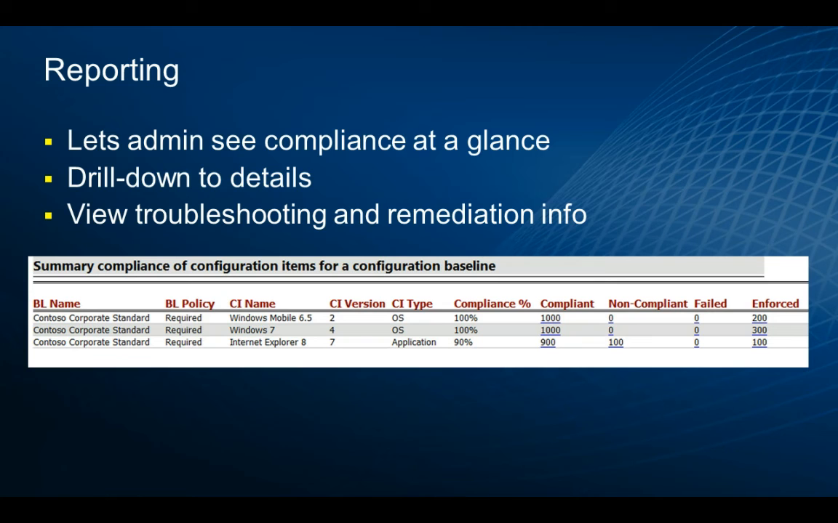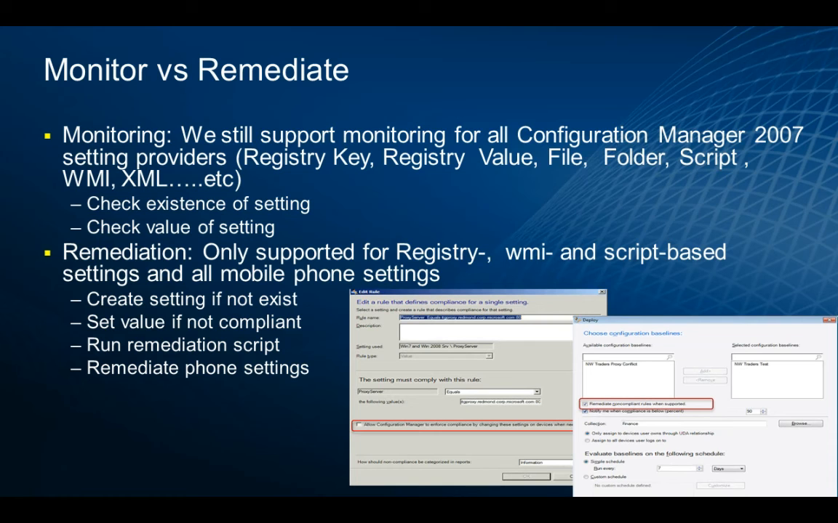Our reports now let the admin see compliance at a simple glance. You can drill through a CI or baseline and see low-level detail, as well as viewing troubleshooting or remediation information. Here you can see a screenshot of a report called the Summary Compliance of Configuration Items for a Particular Baseline. And you can see here that this baseline is made up of 3 items, and they have versions, they have compliancy status, as well as non-compliancy status. So that's a very basic kind of view there, but the bottom line here is that we are simplifying the process of viewing your compliancy status in the console by improving the reports that are generated out of the data. So let's spend a couple of minutes and just talk about monitoring drift of configuration settings versus remediation.